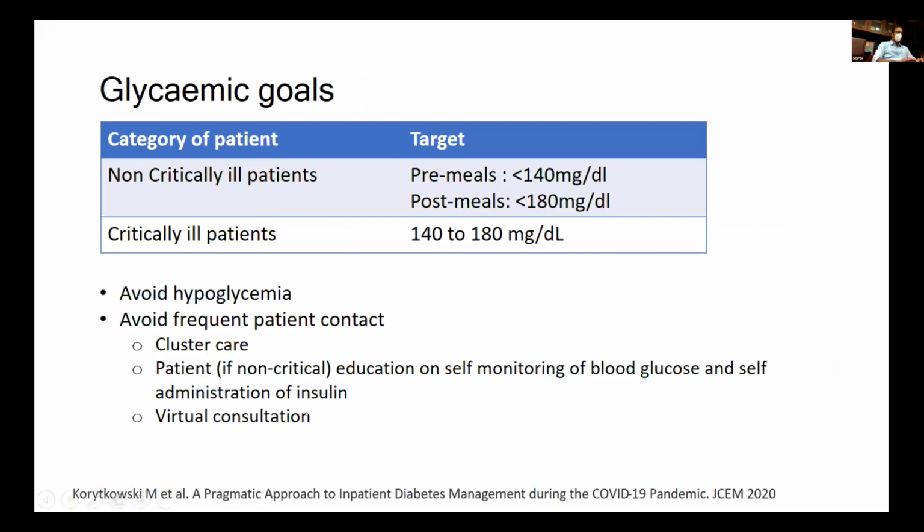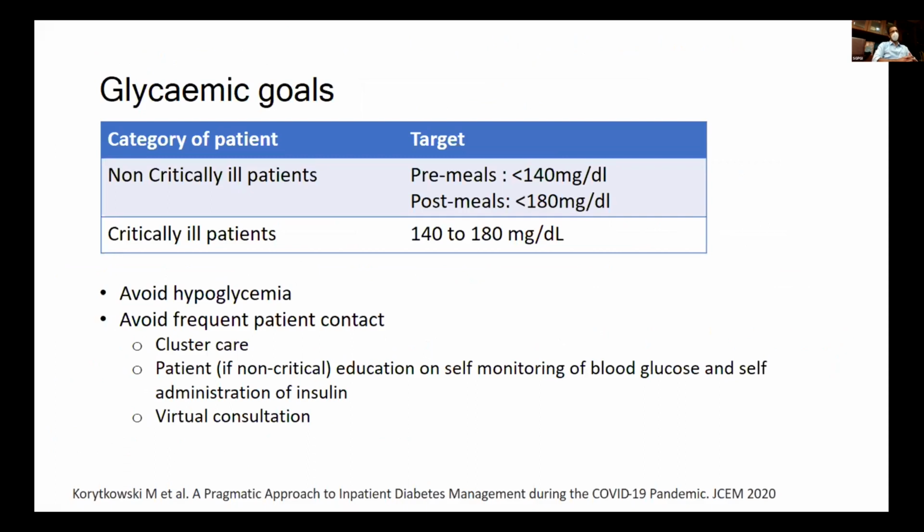Another thing I would just like to mention regarding this is cluster care. So many times the healthcare workers have anxiety visiting the patients frequently. So to avoid frequent patient contact, we can use this cluster care. What does that mean?